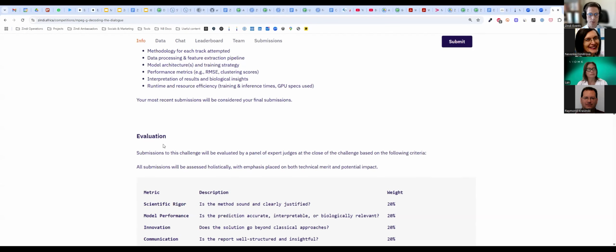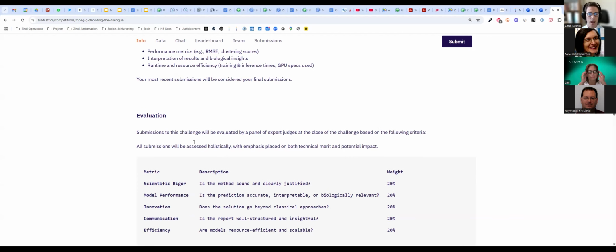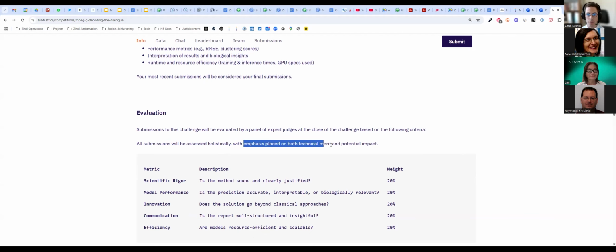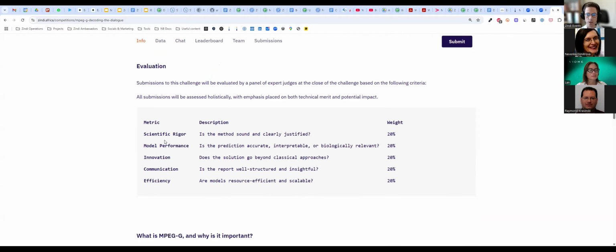So in terms of evaluation, this is not an automatically evaluated challenge. This is going to be evaluated by a panel of expert judges, some of whom are on the call today. That is because of the nature of this challenge. It's quite open-ended and relying on insights and, I guess, some custom work. We want this to be judged by experts. We are placing an emphasis on technical merit as well as the potential impact of your submissions. And here is the rubric that we're using in terms of how to go about scoring your submissions.